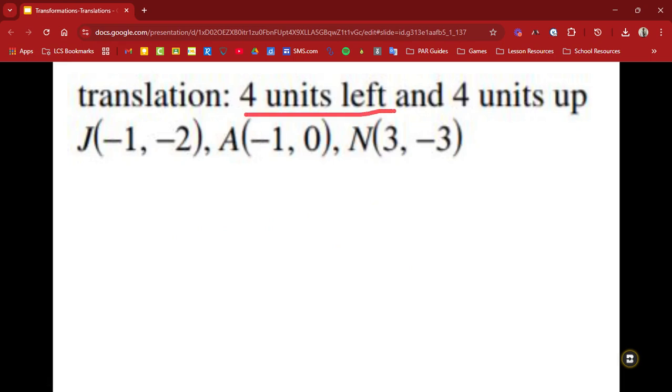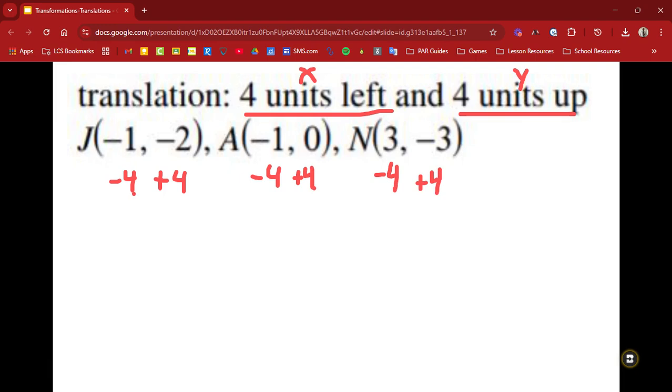This time it's 4 units left, 4 units up. This is my X value. This is my Y value. My X value being 4 units left means that it's going to be -4 to the first number. And then 4 units up means it's going to be +4 to whatever my Y number is, my Y coordinate. All right. And then once I do this, I'm good.